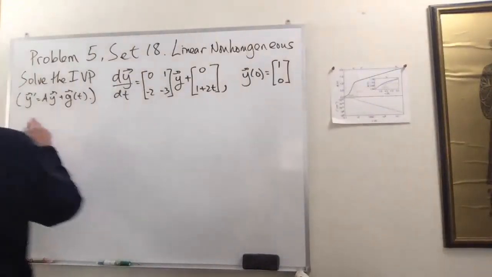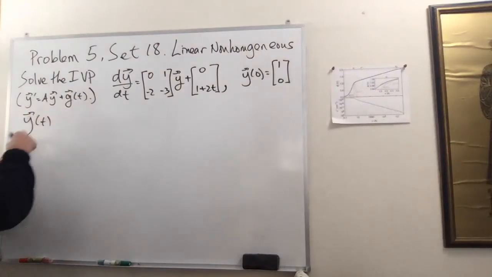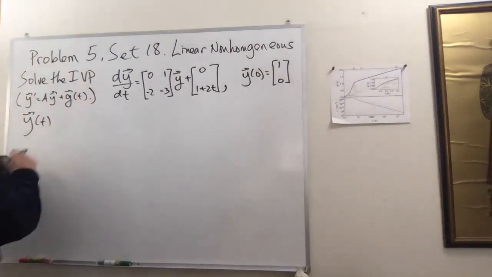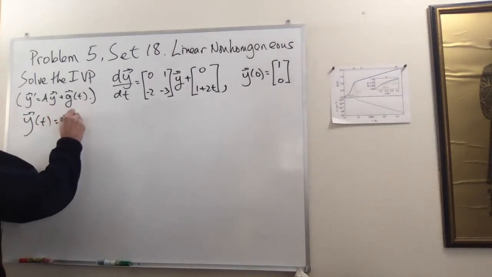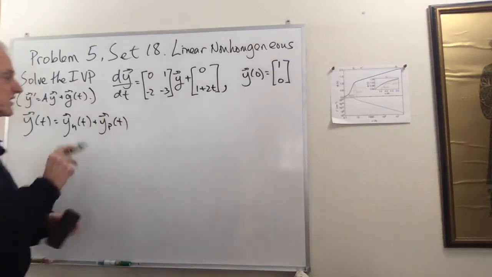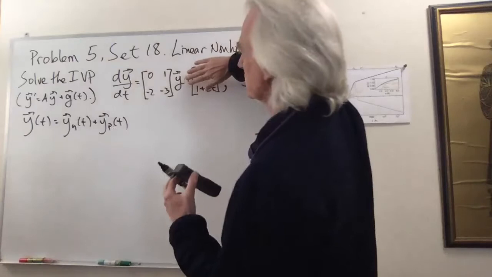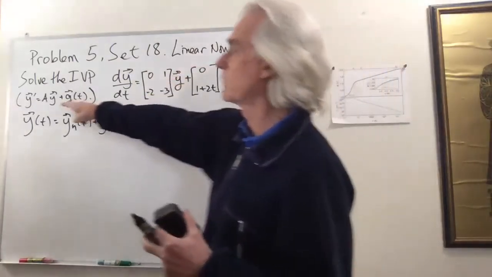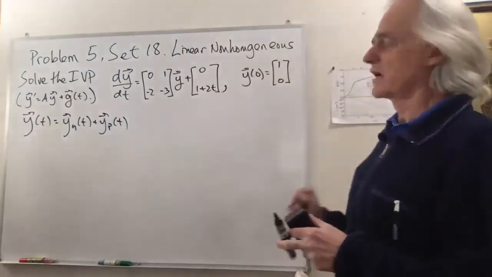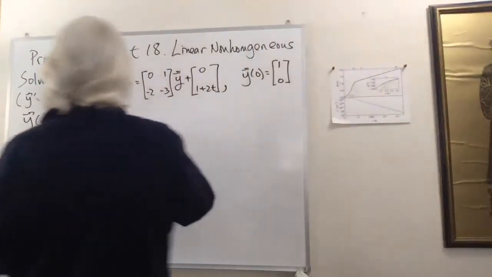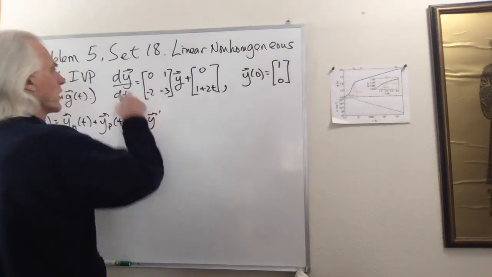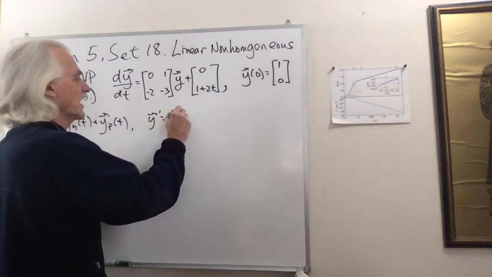We're going to have y vector of t, that solution is going to equal yh of t plus yp of t. So a solution to the associated homogeneous equation, which we've been studying for a while, of the form y prime is Ay. And then one particular solution to the non-homogeneous guy. All right. So we need to solve y prime, or dy/dt, is Ay.